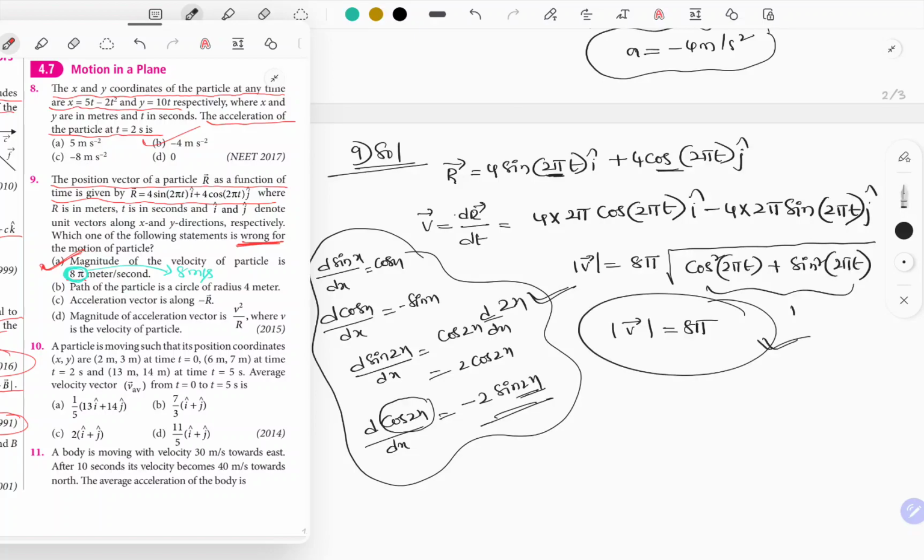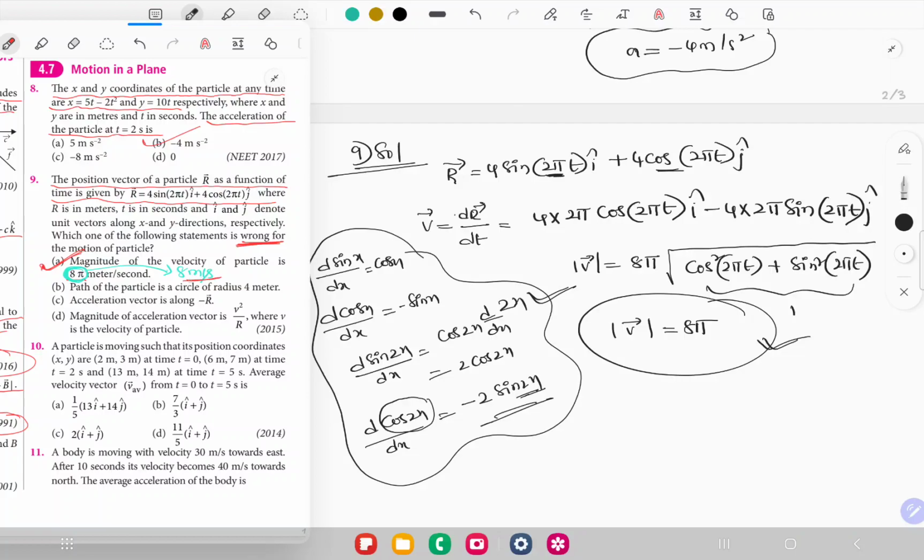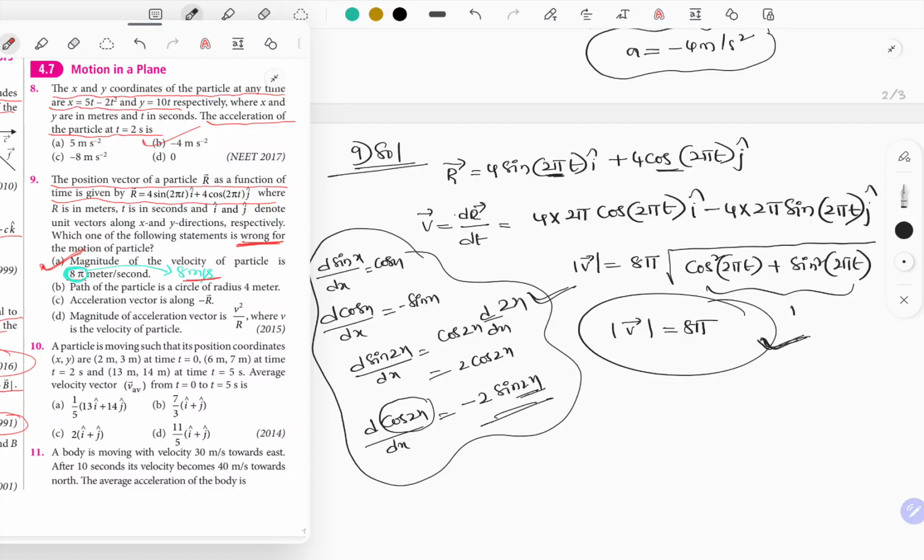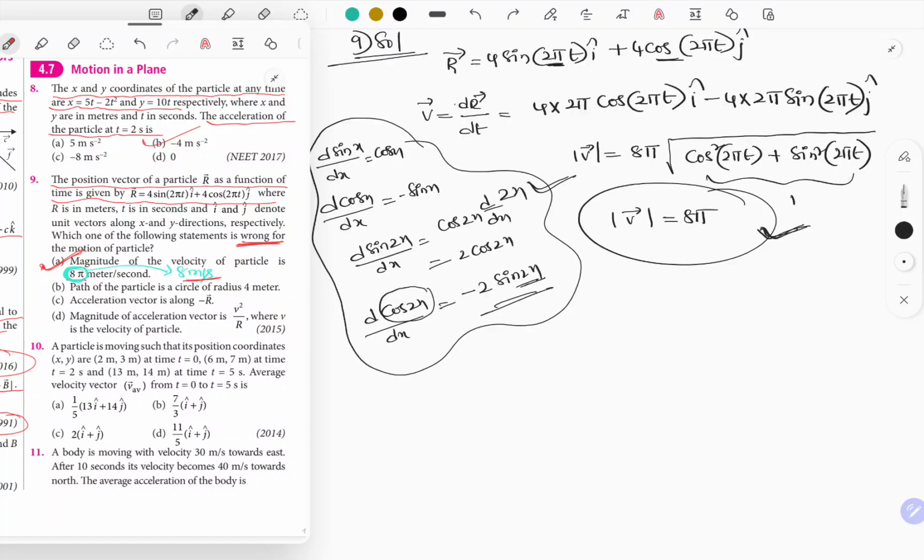Actually the first option matches, but the question they have given wrongly. In the first option, it is not 8 pi, it should be 8 in the question itself. So the first option is the wrong answer. The actual answer I am going to get is 8 pi. That is correct only. Path of the particle is a circle of radius 4 meter. Yes, it is. Look at the next option, guys.